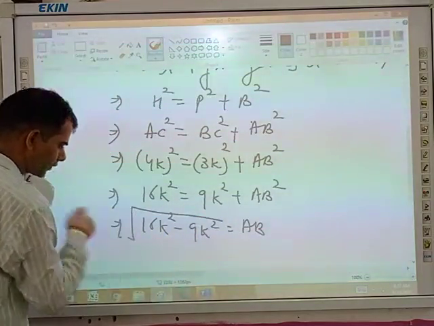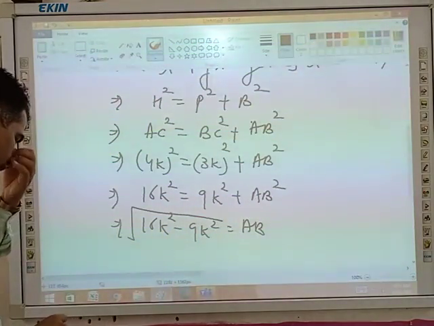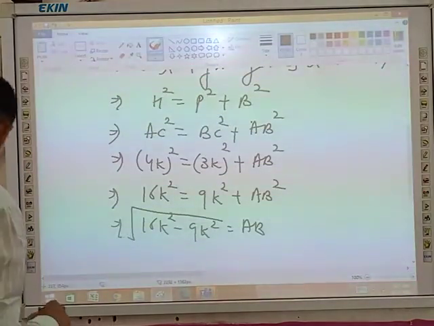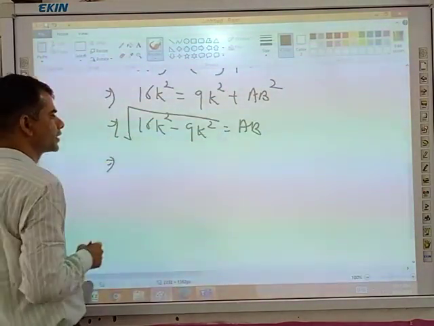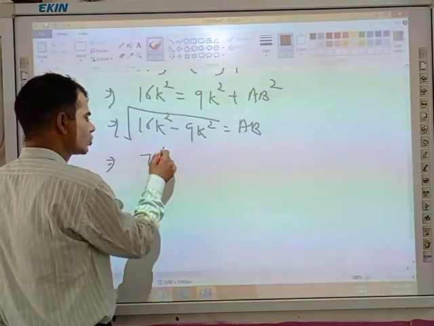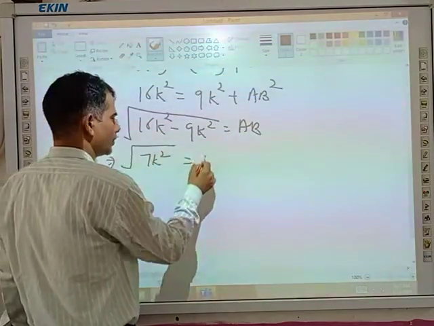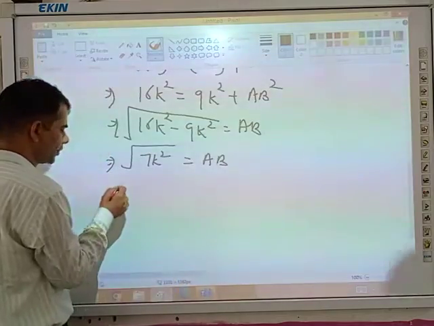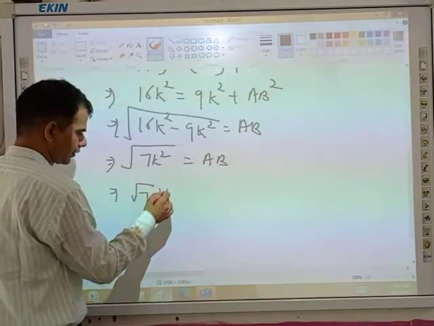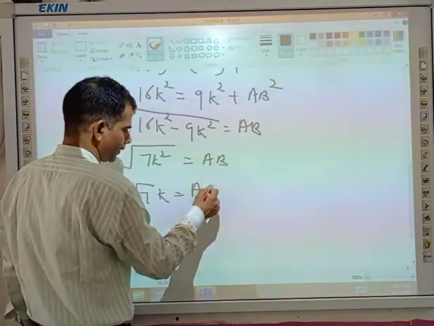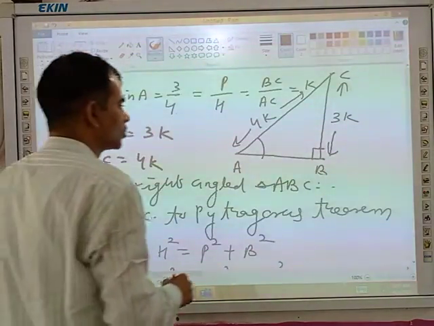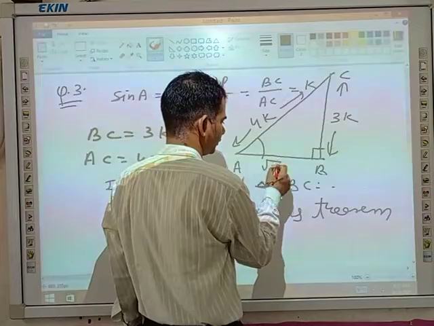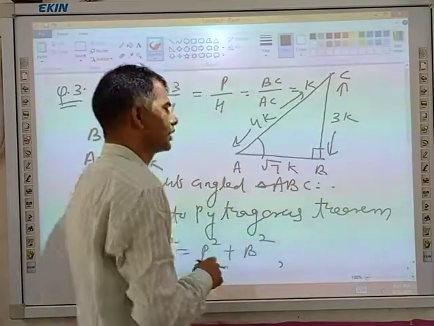AB is the square root. Now it becomes 16 minus 9, 7K square, square root, is equal to AB. So it becomes root 7 K, that is AB. Root 7K.